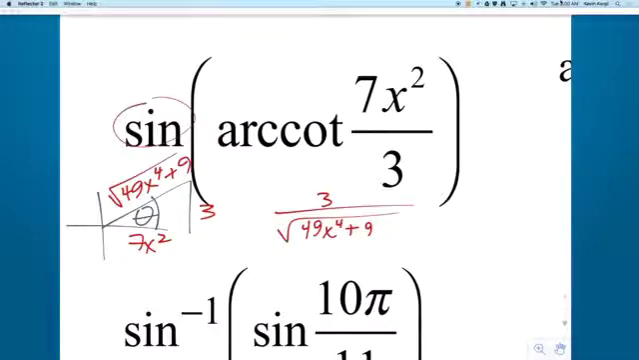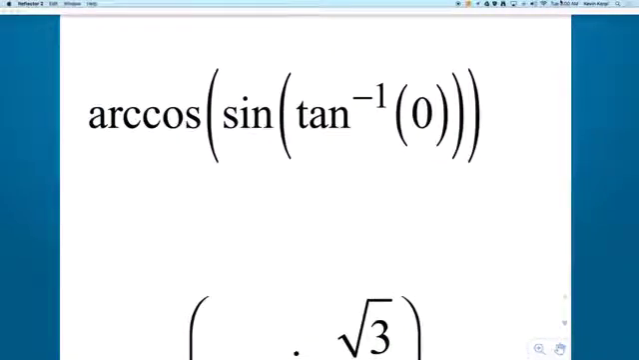Y'all want to work straight down or you want to work left to right? Left to right, okay. Arc cosine of sine of inverse tangent of 0. So in this case, we have a what? Angle or ratio at 0? Of 0. Ratio. So this one is an actual number, so this one we would just work from the inside out. What is the inverse tangent of 0?